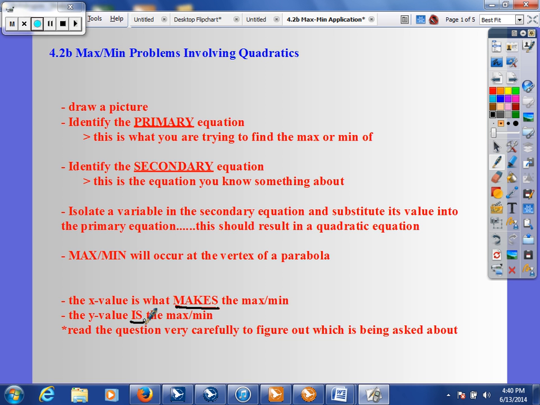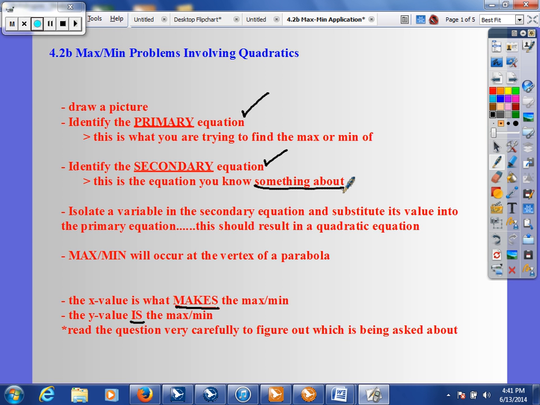Then we want to identify the primary, which is what we're trying to find the max or min of. And then the secondary, they should give us some more information so that we can use it. So the secondary is what we know something about. Then we use it to isolate a variable and plug it into the primary, so hopefully we get a quadratic.